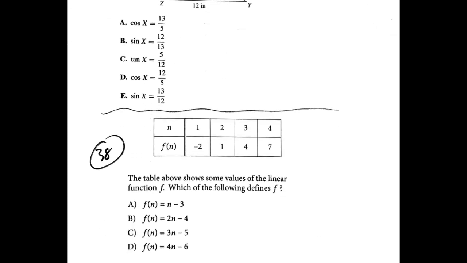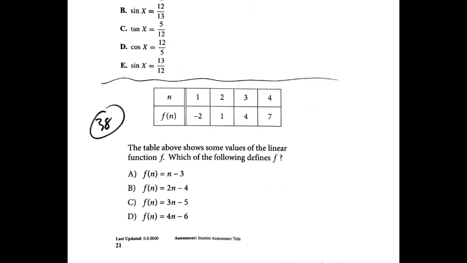38. The table above shows some values of the linear function f. Which of the following defines f? A, f of n equals n minus 3. B, f of n equals 2n minus 4. C, f of n equals 3n minus 5. D, f of n equals 4n minus 6.